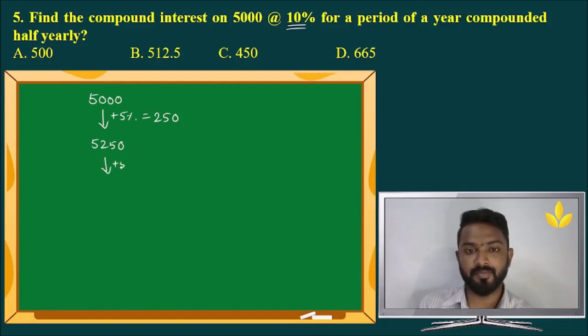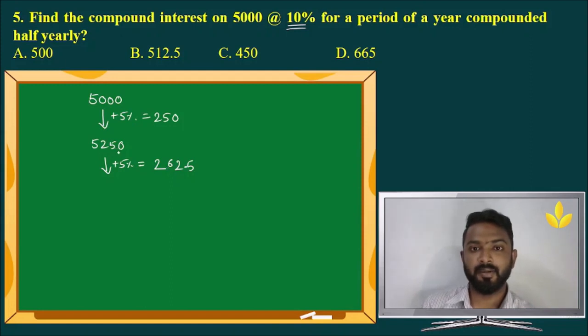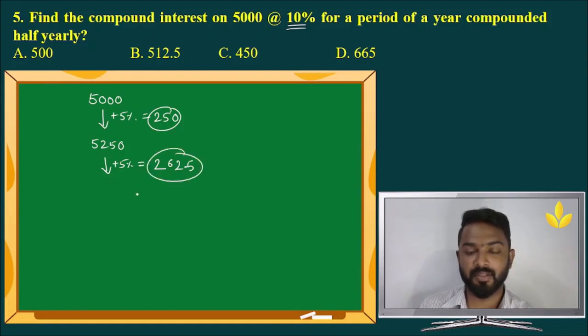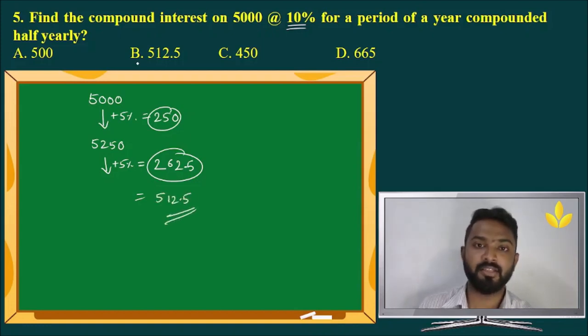Then this increases by 5%. What is that? 10%, then half. 10% of this is 525. Half of that is, oh, I'm so sorry, it will be 262.5. So this plus this, we have to find the compound interest. That is nothing but this plus this. What is that equal to? 250 plus 250 will be equal to 500, plus 12.5. So 512.5. That is the compound interest.